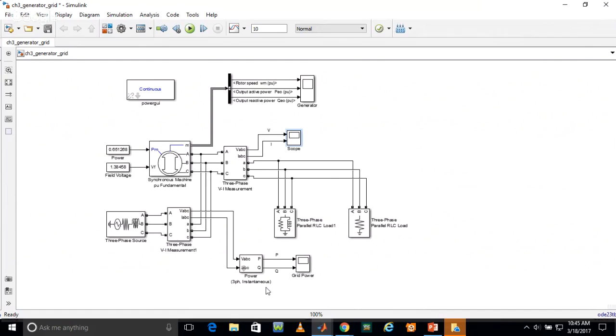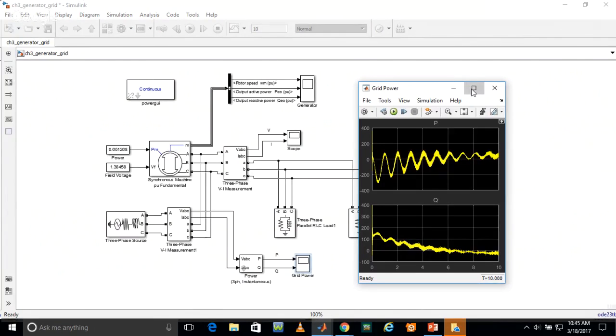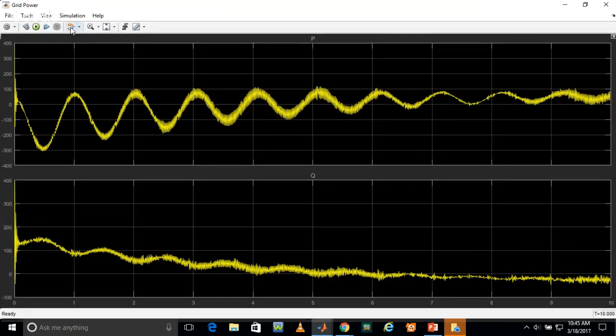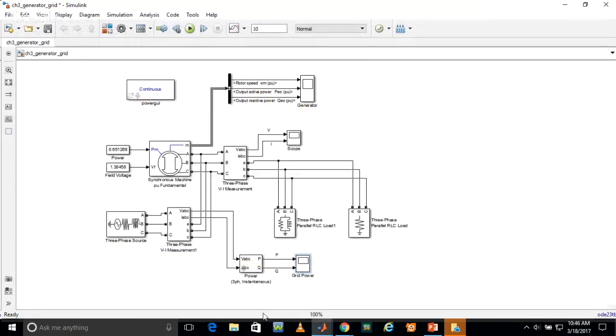In this we have connected a three-phase instantaneous power block, and then connected it to the grid power. So if we double click it, as you can see, our grid power, the three-phase source, is providing around 0 to 100 watt, and the reactive power it is delivering is about zero, because all the power that we need to give to our loads is provided by the synchronous machine system. So it is providing less power and reactive power to our loads.